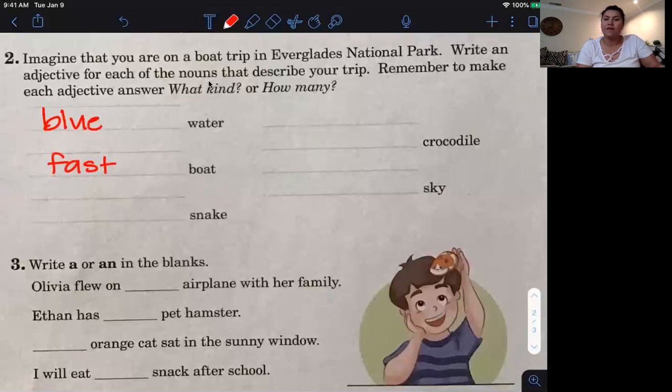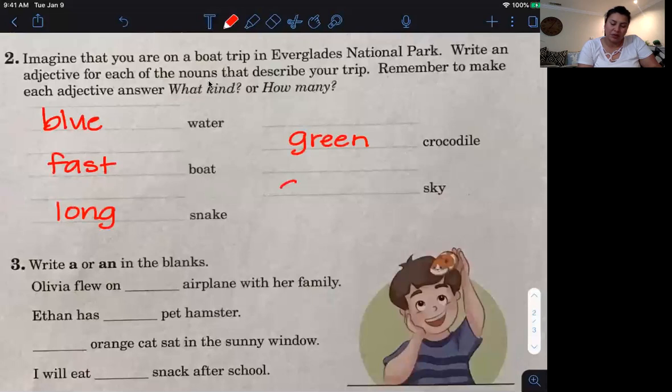What kind of a boat? A fast boat. What about a snake? What describes a snake? A slithering snake, a slimy snake. I think long, because snakes are long. A long snake. And what kind or how many crocodiles? I'd like to say a green crocodile. And what kind of sky? I think of clear sky.